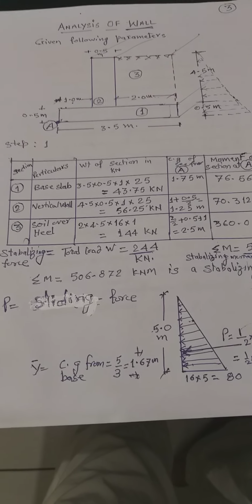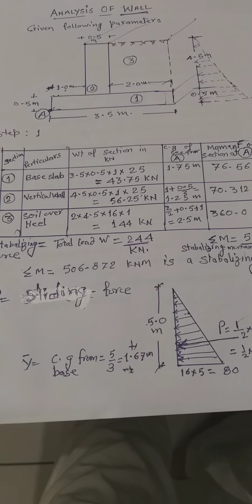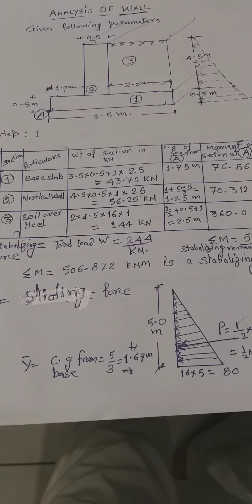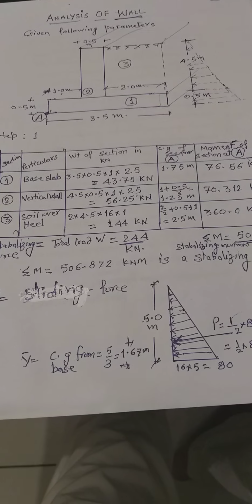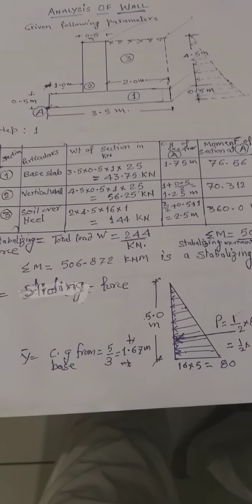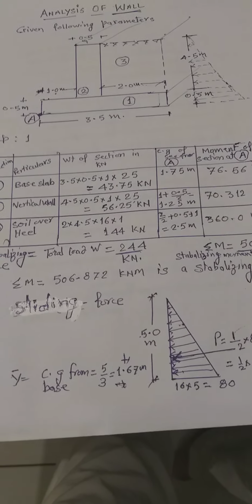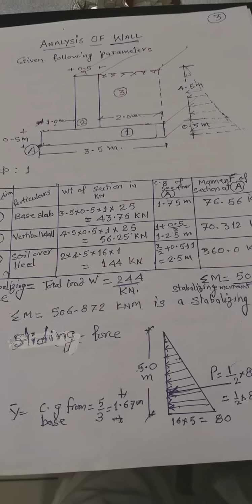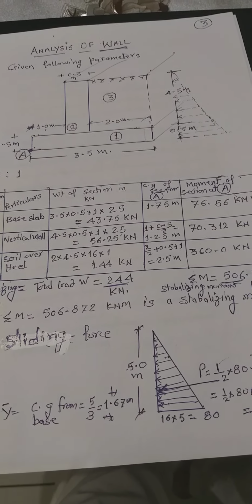First of all, when I am talking about the base slab, the width of the base slab is 3.5, thickness is 0.5. We are analyzing for 1 meter width, so multiplied by 1, and the density of the concrete as we have already taken is 25, and the whole weight of this base slab comes out to be 43.75 kilonewton.